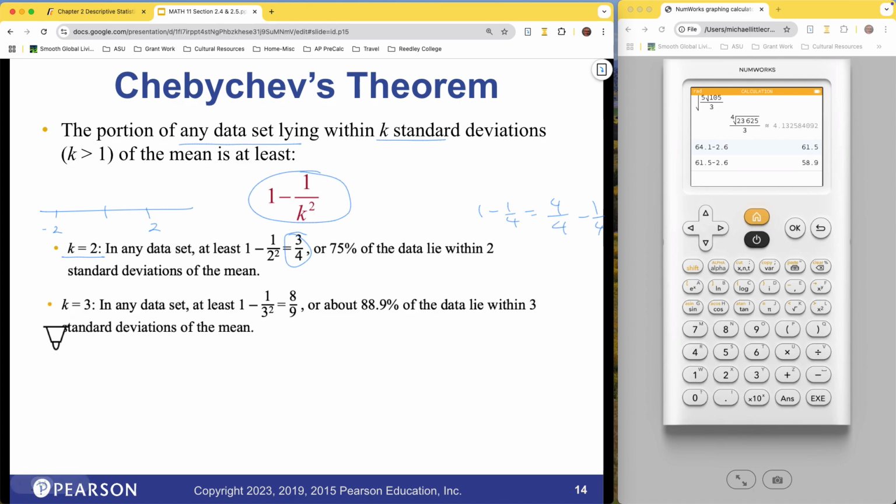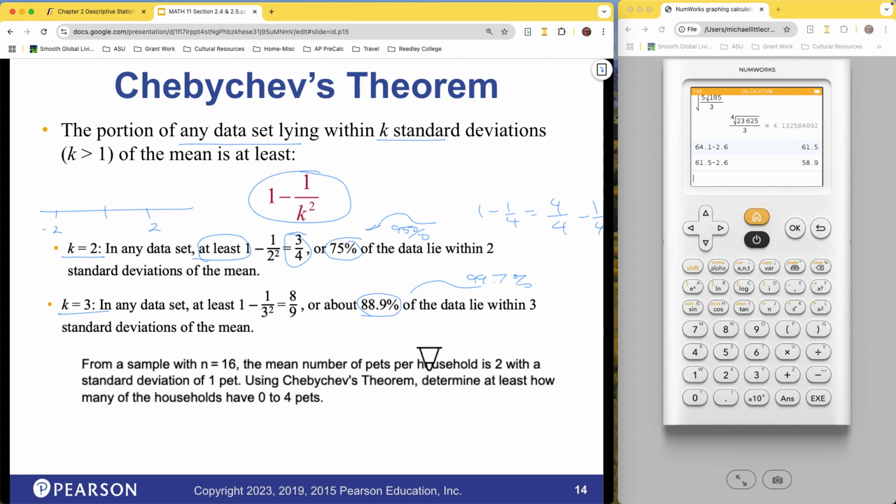If you want 3, 1 over 3 squared is 9, so you get 8/9. So we get 88.9. Now that is in keeping with the symmetric one. This is at least 75%. The symmetric one, actually, if we have the bell-shaped curve, that would have given us 95%, which is more than the 75%, but that's okay. This says at least. And the same thing for 3 standard deviations. For the symmetric one, remember, the empirical rule was 99.7%, which is more than the 88.9.